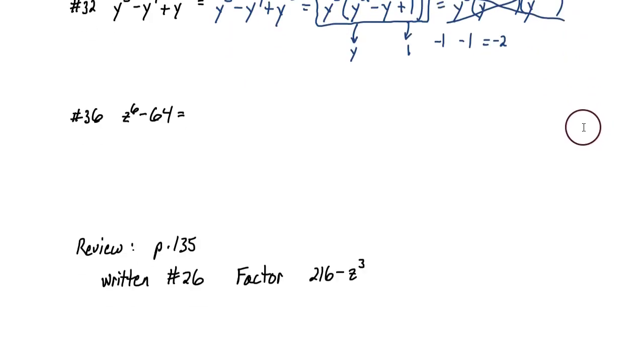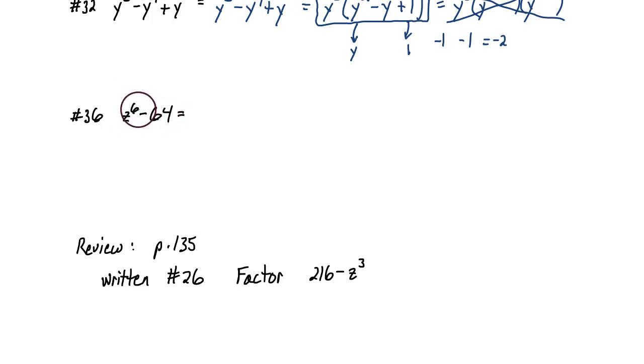Number 36. There's no greatest common factor, but this does fit a special pattern. This is a binomial and it's a difference. So we're checking to see, is it a difference of squares or is it a difference of cubes? This is a real interesting one because it's both of those.